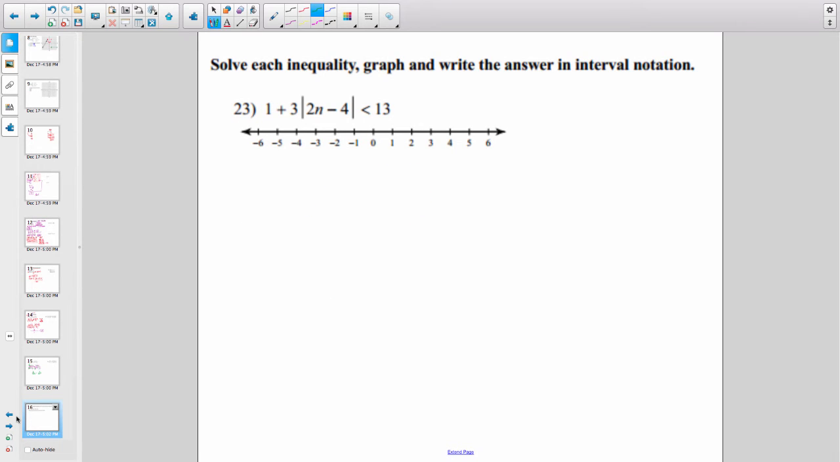Okay, so solving inequalities and graphing the answer and writing it in interval notation. Okay, so first thing to recognize is these bars right here, they mean absolute value. And what we want to do is isolate that thing, get it all alone, and then solve it twice. So here for your notes, isolate it, and then solve twice.